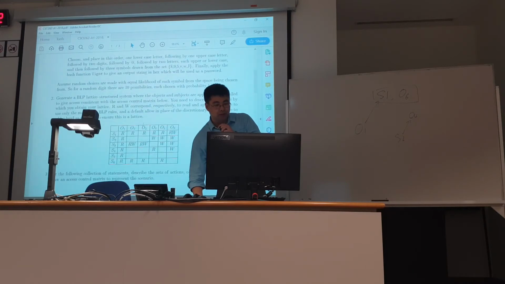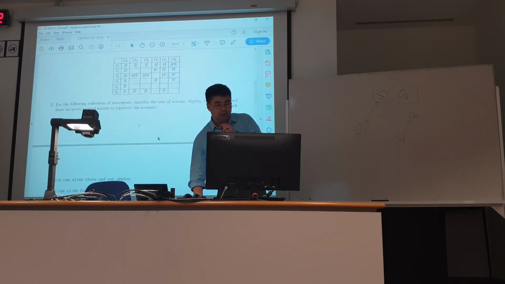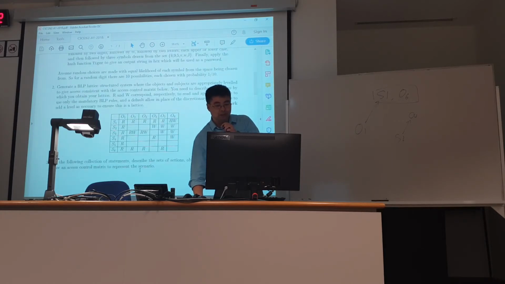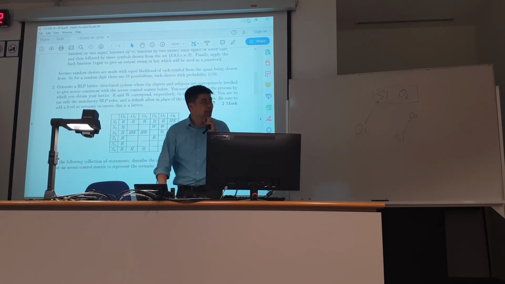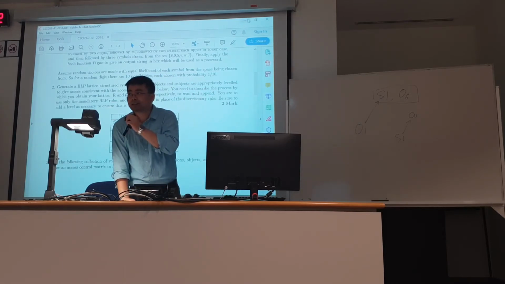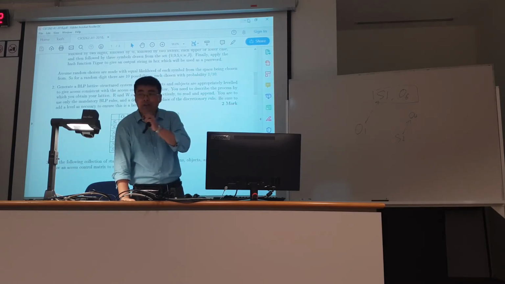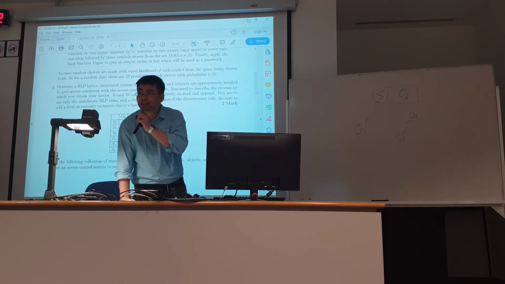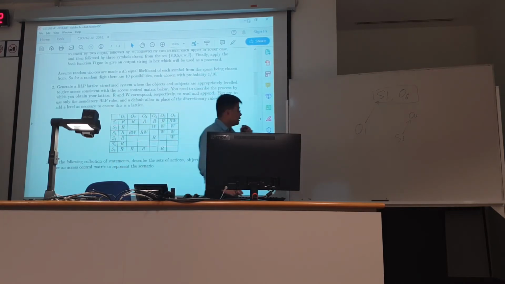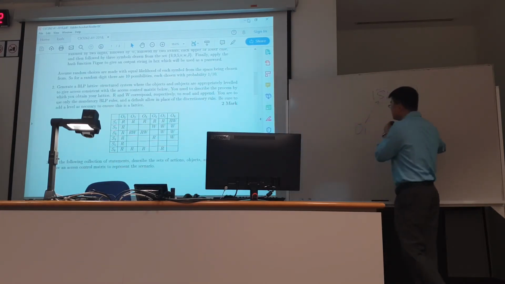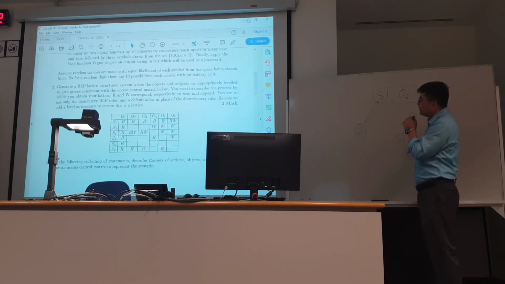This is the last remaining question for assignment 1. This one is very straightforward, so I think you can answer this one very easily. From that picture, it means that S1 dominates O1, but then O4 dominates S2 here, right? And then S1 actually dominates O4, right?